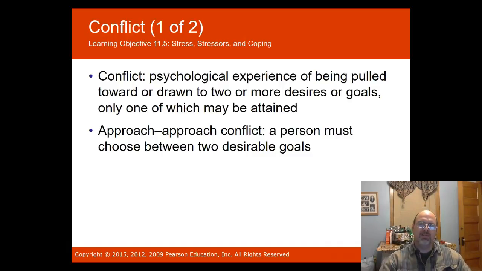Conflict. This is a psychological experience of being pulled towards or drawn towards two or more desires or goals, of which only one can be attained. So conflict is where you have to choose between different and incompatible or opposing goals. Approach conflict involves we get to choose between two positive, desirable goals. For instance, it's time for dessert, and I get to choose between chocolate cake or tiramisu. Oh, they're both very good choices. Which one should I pick? Kind of a fun little conflict, isn't it?